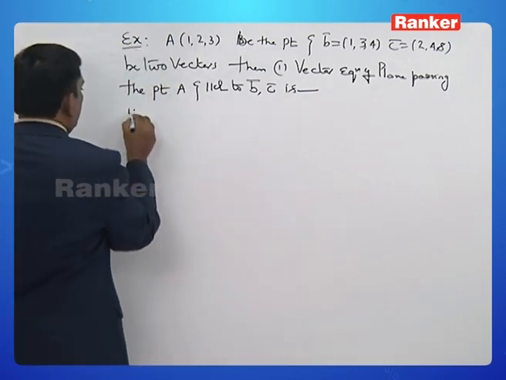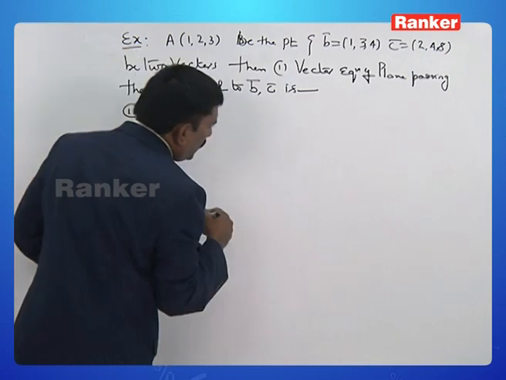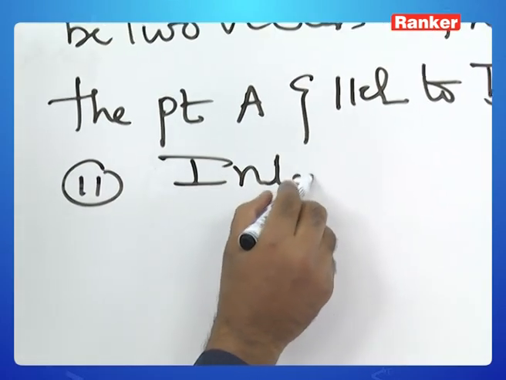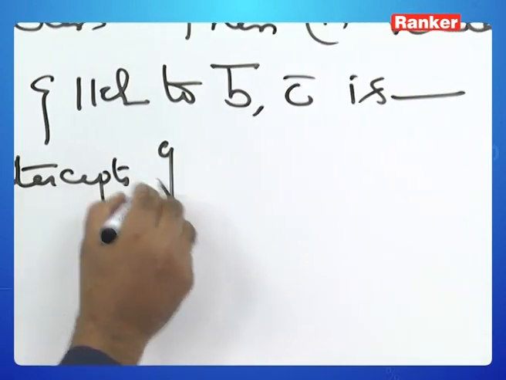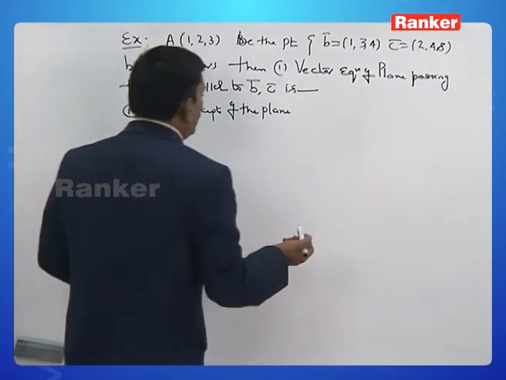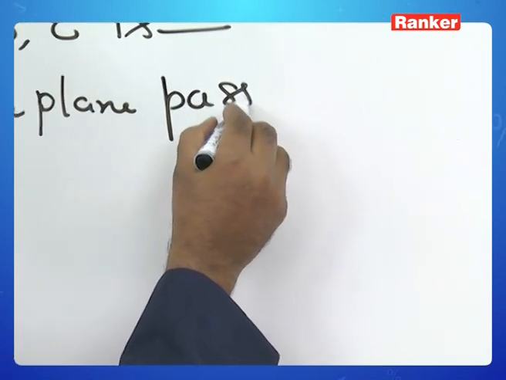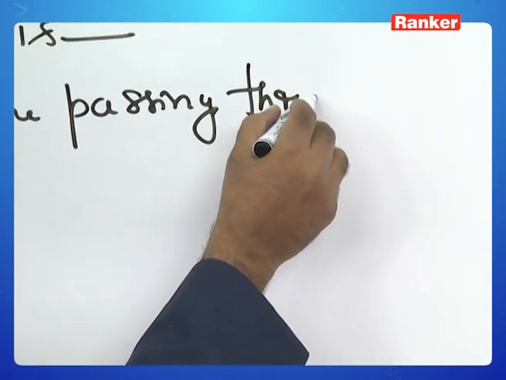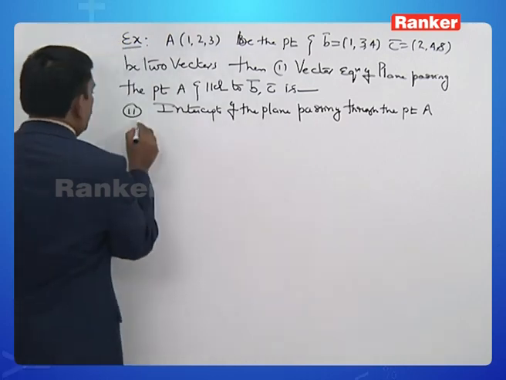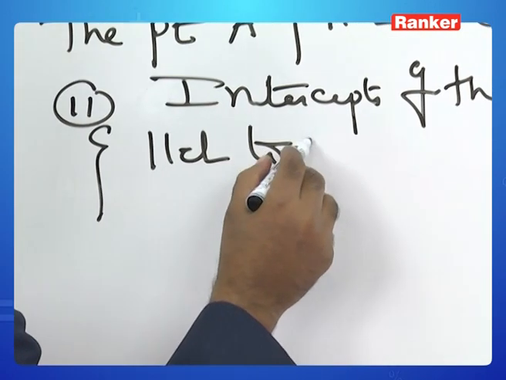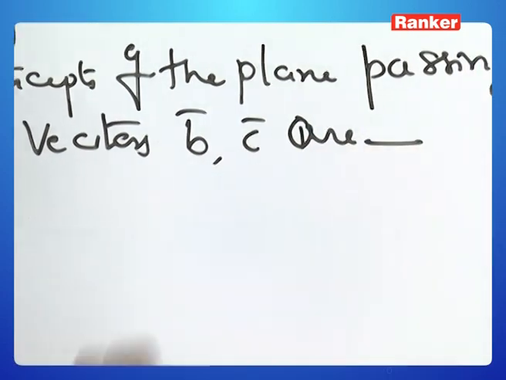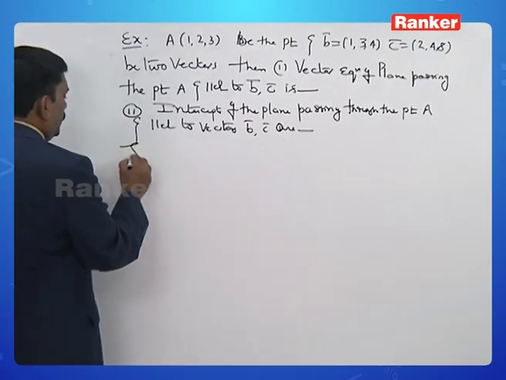The second one is the intercepts of the plane passing through the point A and parallel to vectors B bar, C bar. Let us see. Now the solution of 1.